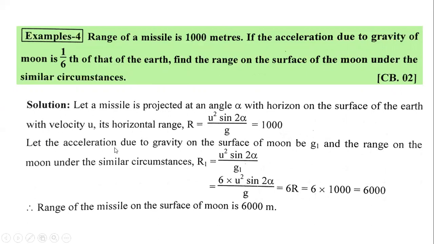Let the acceleration due to gravity on the surface of the moon be g1 and the range on the moon under similar circumstances be r1, equal to u square sin 2 alpha by g1. That means 6 into u square sin 2 alpha by 6 g, that means 6 r, that means 6 into 1000. Finally we get 6000. So the range of the missile on the surface of the moon is 6000 meter.